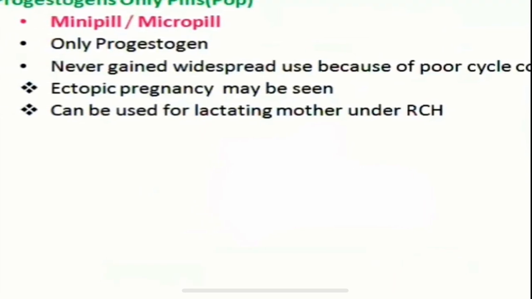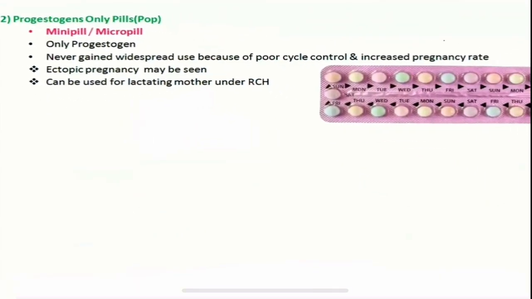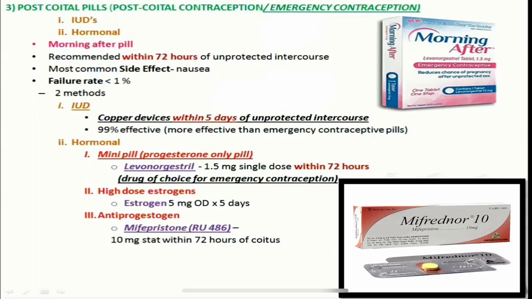Ectopic pregnancy may be seen in cases of progestogen only pill. Usually, OCPs prevent ectopic pregnancies. In order to prevent ectopic pregnancies, menstrual irregularities, or post abortion, in all such cases, what do we do? We prescribe OCPs to the woman to reset her cycle. But here they cause ectopic pregnancy. The progestogen only pills may cause ectopic pregnancy.